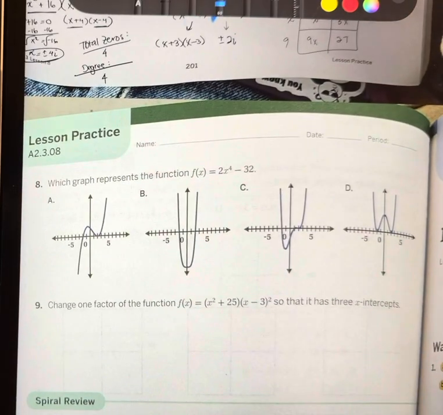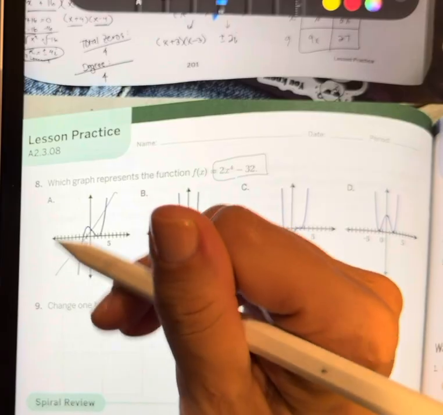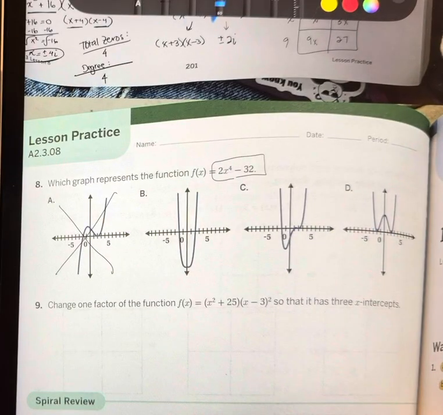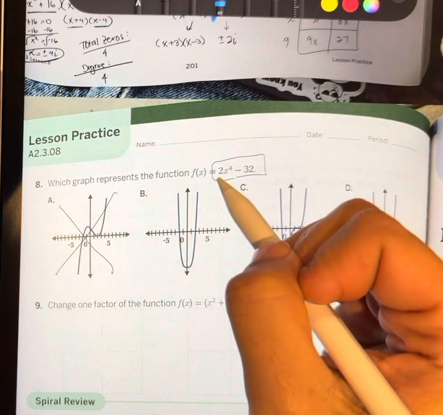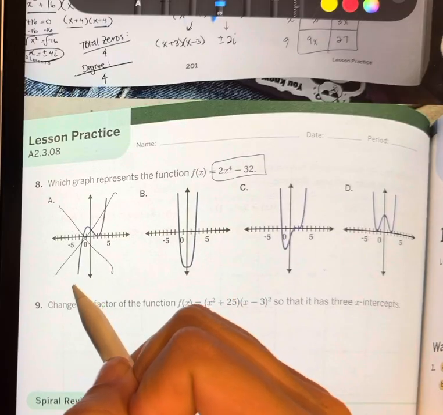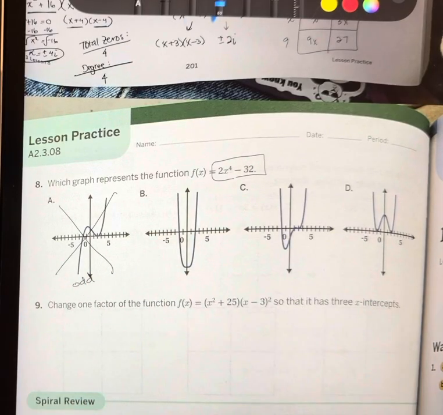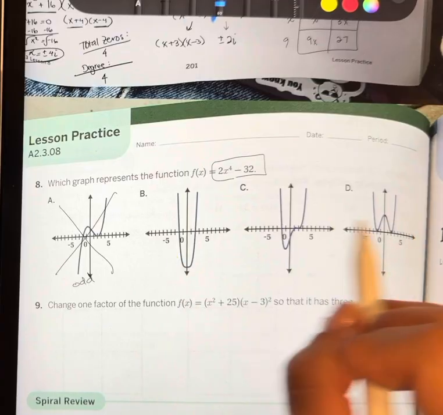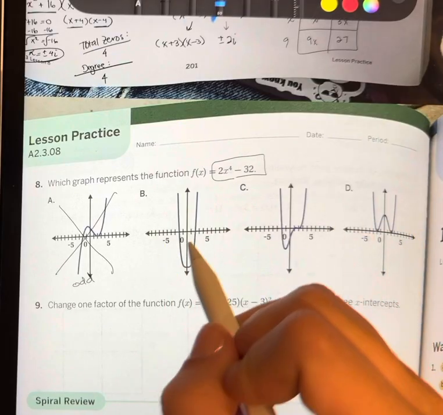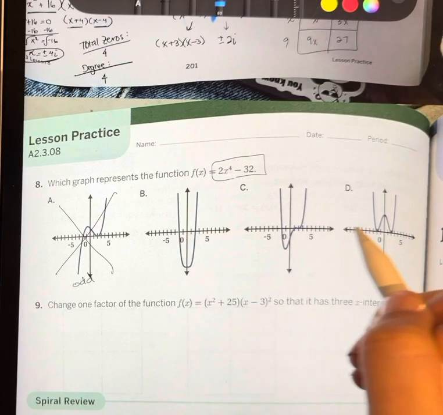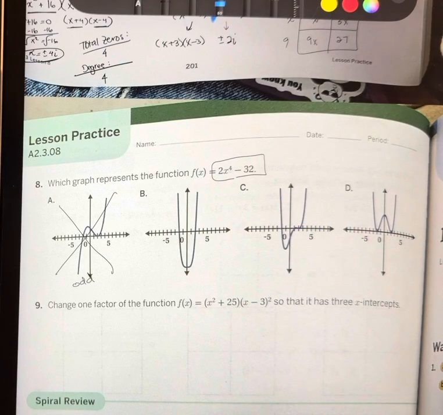Which graph represents this function? Let's see. Is just the fact that it's even and positive going to be enough? Nope. The fact that this is an even degree and positive leading coefficient rules out this guy who's clearly odd. All right? But I don't fully know what's going on here. I guess what I can use to help me figure this out is x-intercepts.